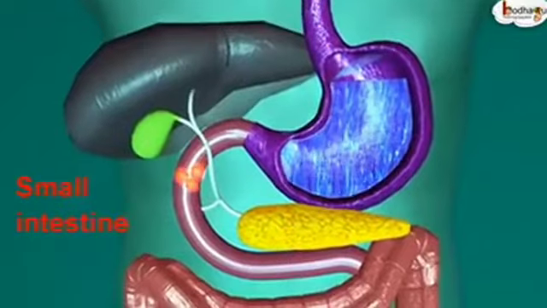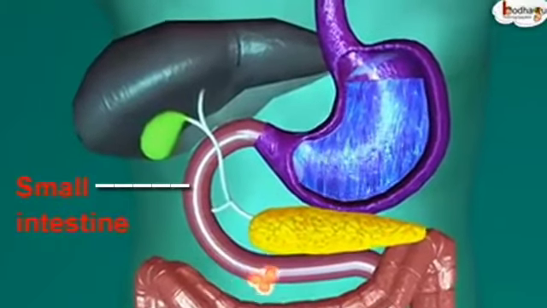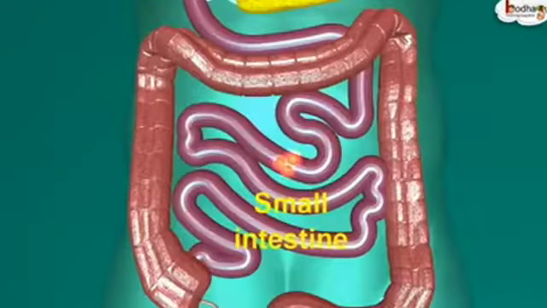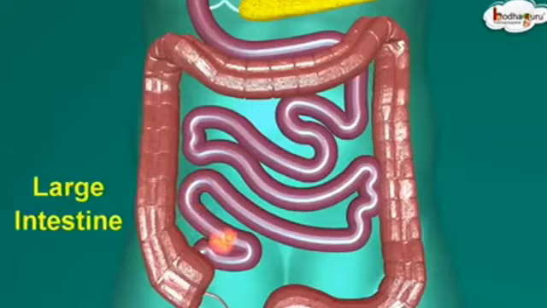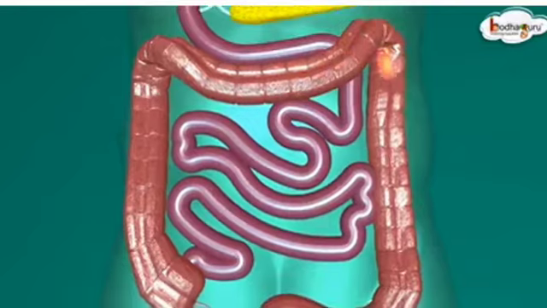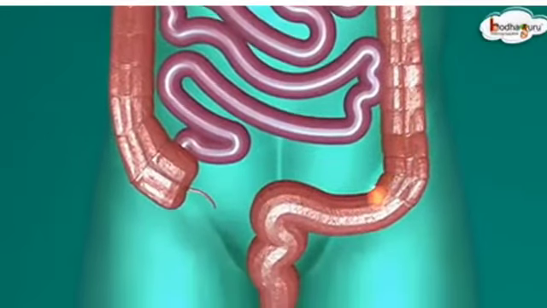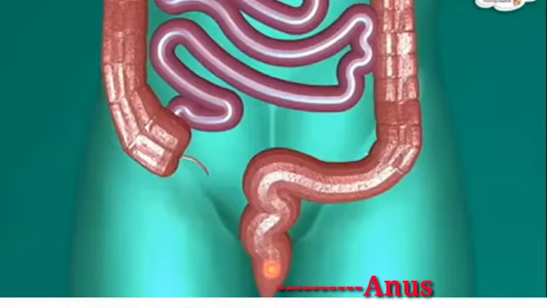The small intestine and the large intestine absorb the nutrients and water from the food. Some part of the food is not digested, which passes through the large intestine and is ultimately thrown out of the body through the anus.